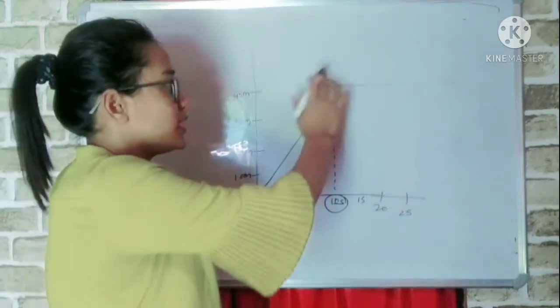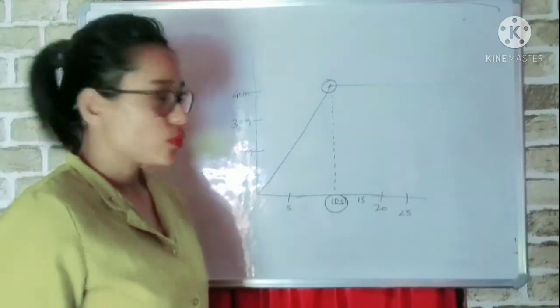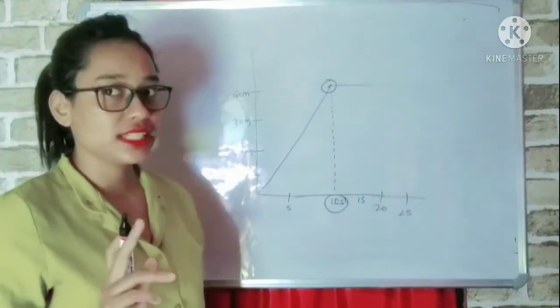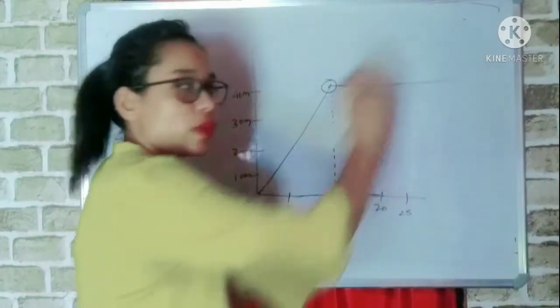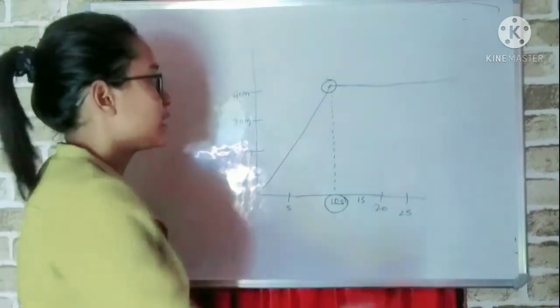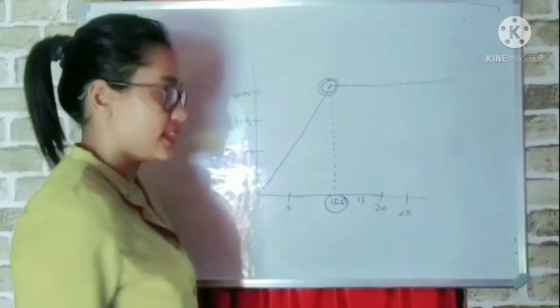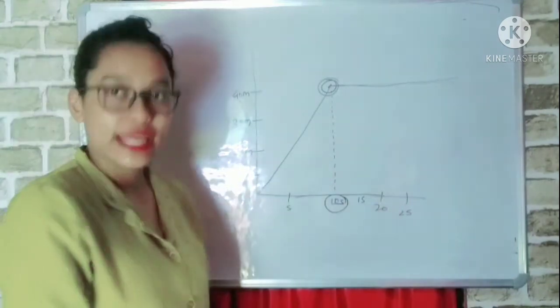Okay, the body totally is at rest now. But what happened? I told you that time is independent, right? So it will go on moving. The time is passing, right? So the graph will be somewhat like this. It will be parallel to x-axis.